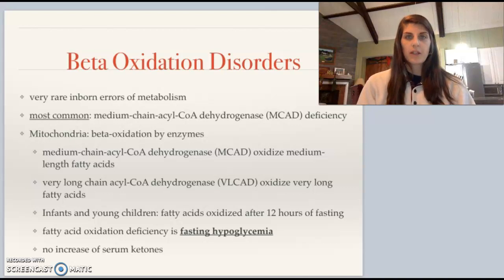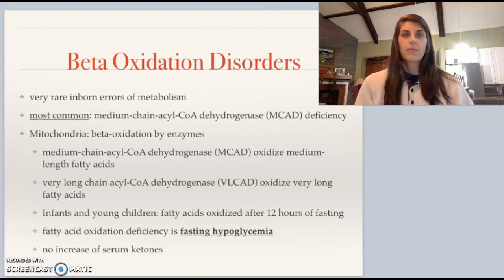Now, a beta oxidation disorder is a very rare inborn error of metabolism, and is most commonly due to a deficiency in the medium chain acyl coenzyme A dehydrogenase, or MCAD. And the mitochondria is where there is beta oxidation by the enzymes. So MCADs are going to oxidize medium length fatty acids, where VLCADs, which are very long chains, will oxidize very long fatty acids.